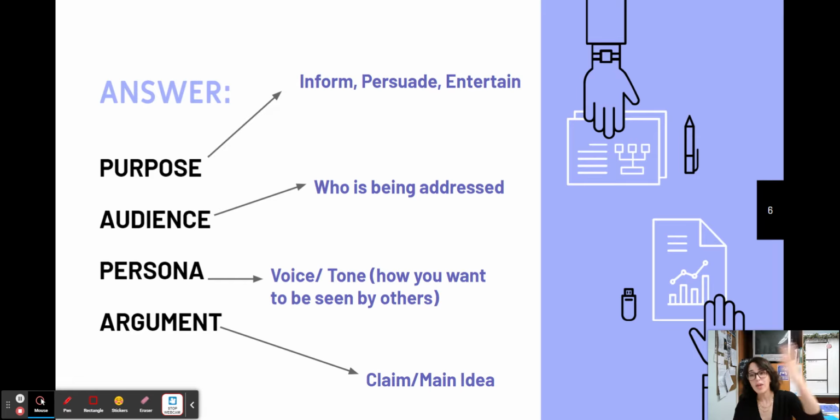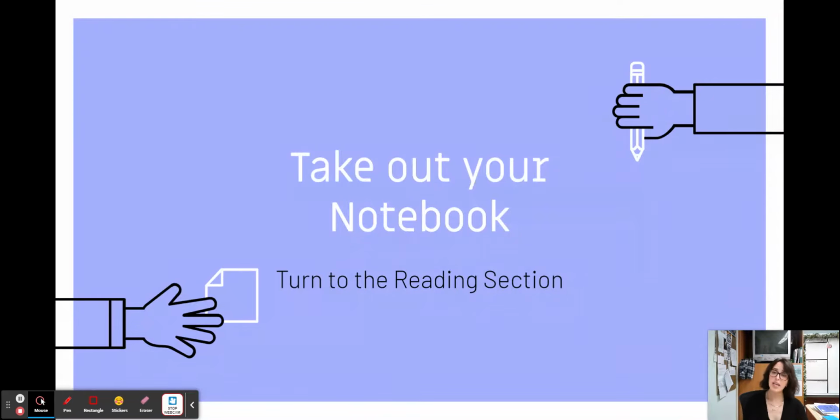And remember, we have to have all four of these things working cohesively and together well. They all have to support each other. And that is the key to strong writing and to strong speeches, to strong communication, okay? Once we finish learning how to annotate, and once we annotate an article or a story, that's when we start addressing, okay, what is the purpose, audience, persona, and argument? So take out your notebook.